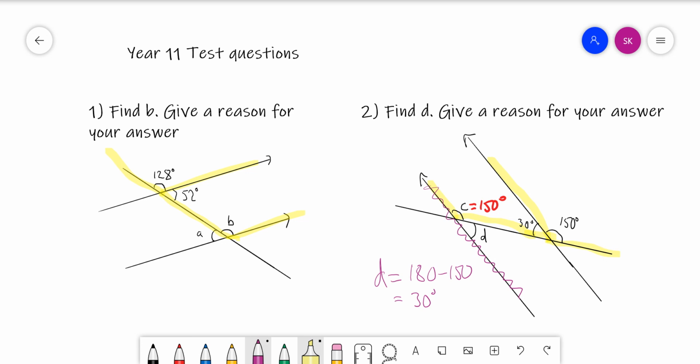It's the same answer as you got before, but it's far less efficient, which is why I'm recommending you doing the first way, where you get alternate angles with the 30 degrees.